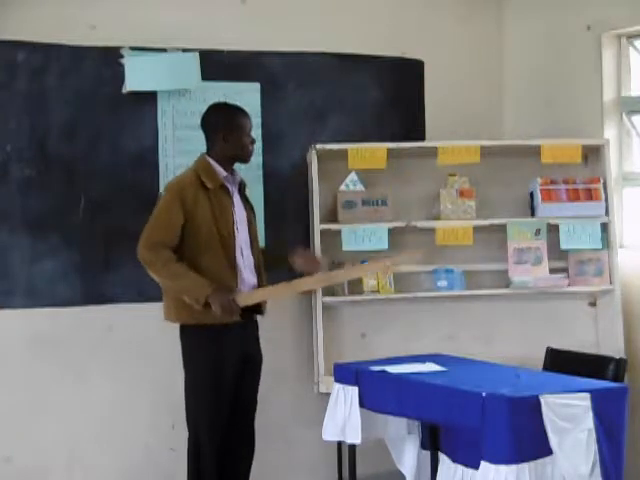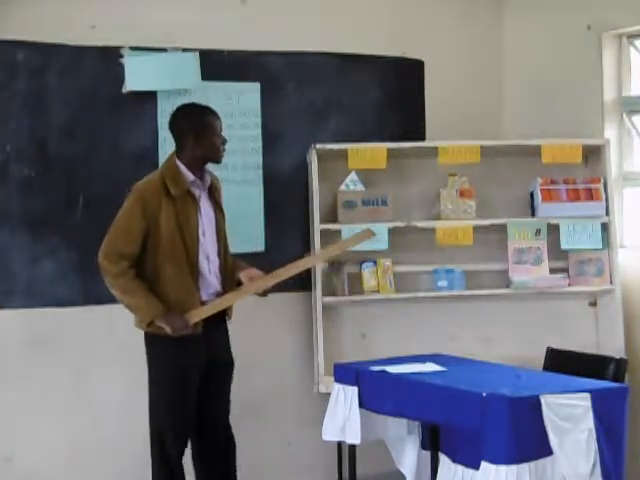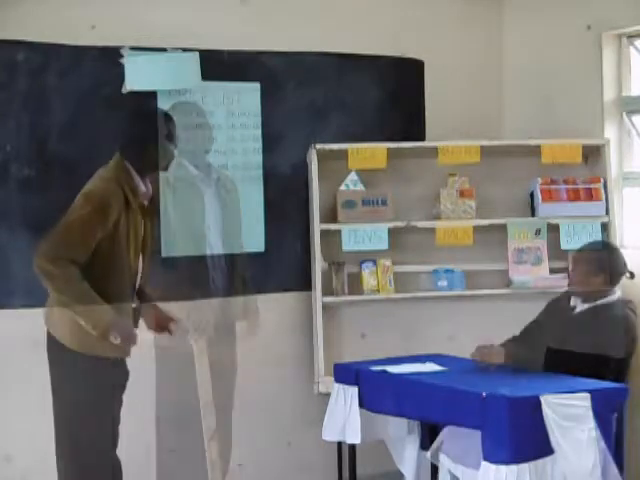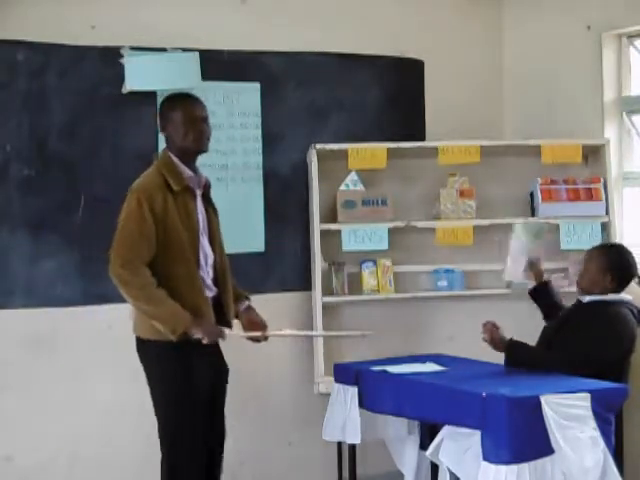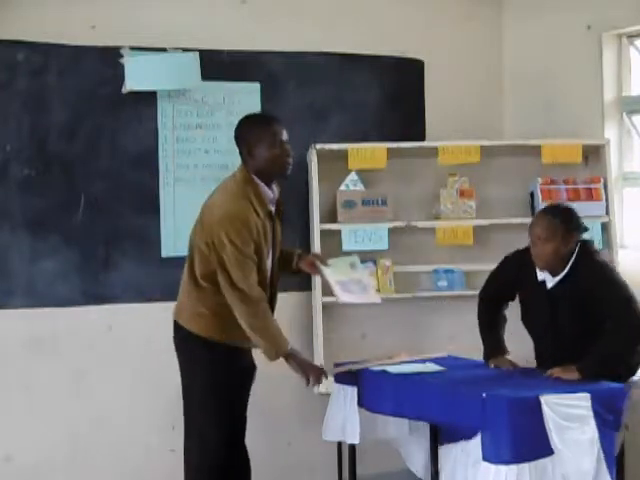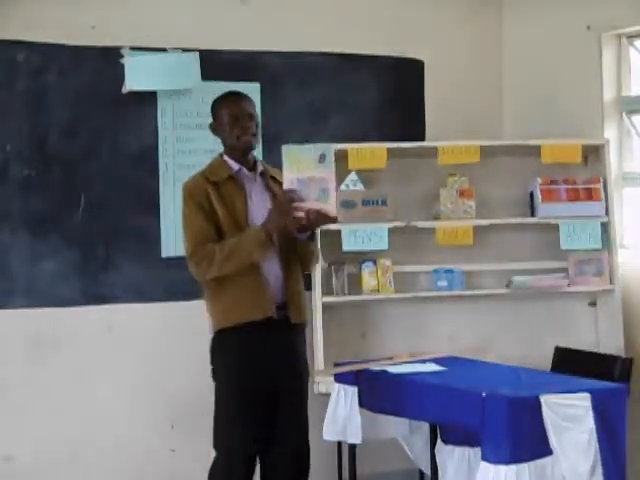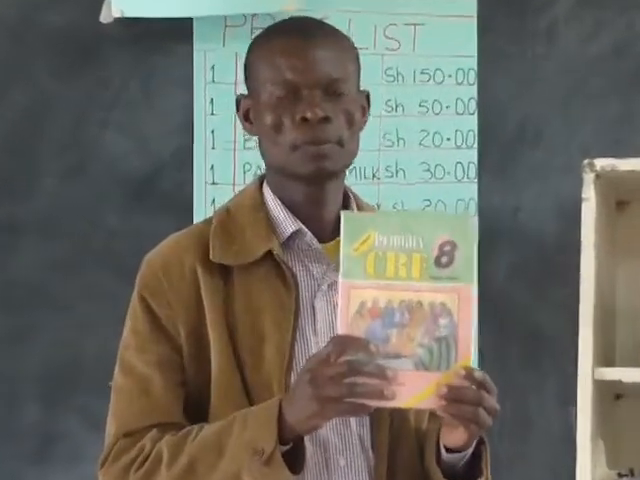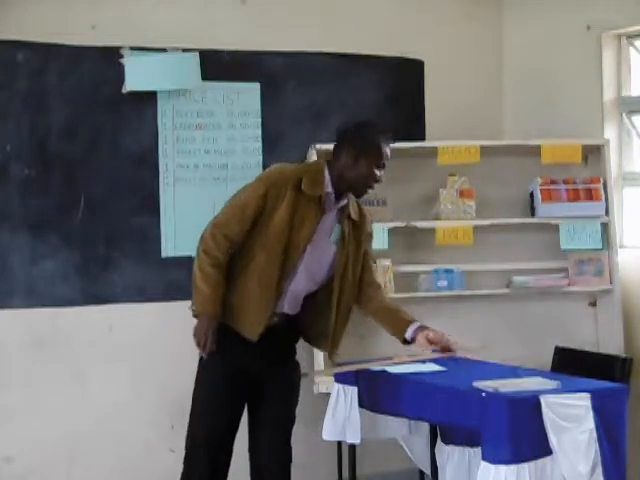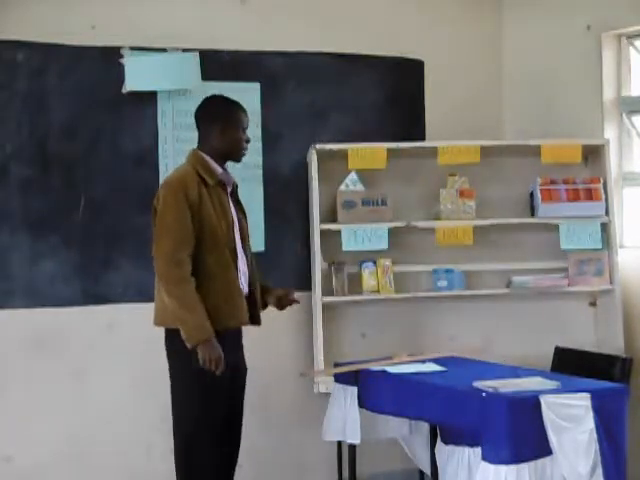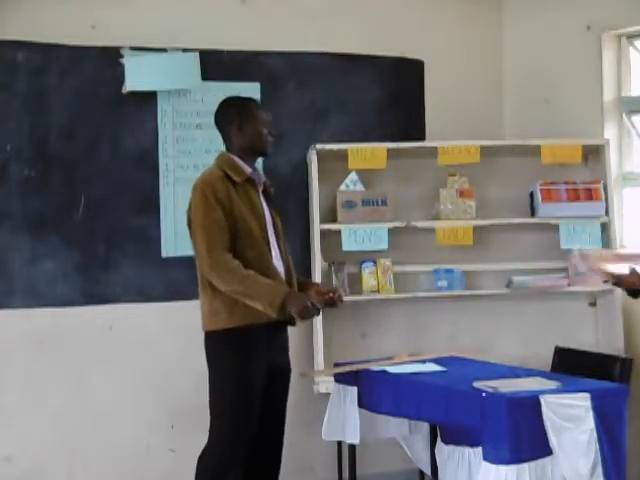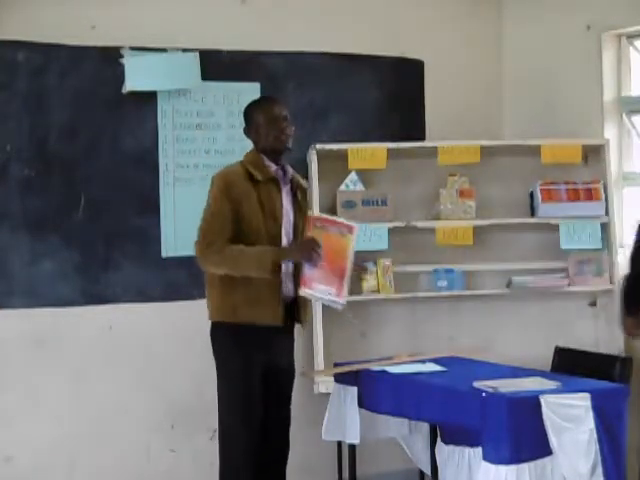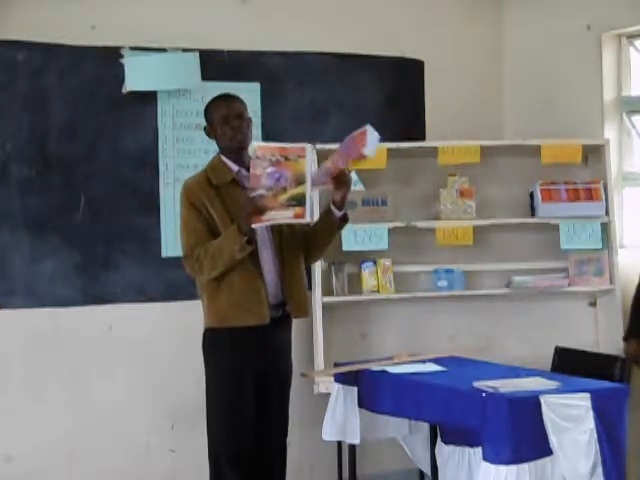Now, from this my shop, I'm going to buy some items. From this shop, I'll buy one textbook for CRE. So this is the first item I'm going to buy. Again, from this shop, I'm going to buy 2 exercise books. So these are the exercise books that I've bought from the shop.